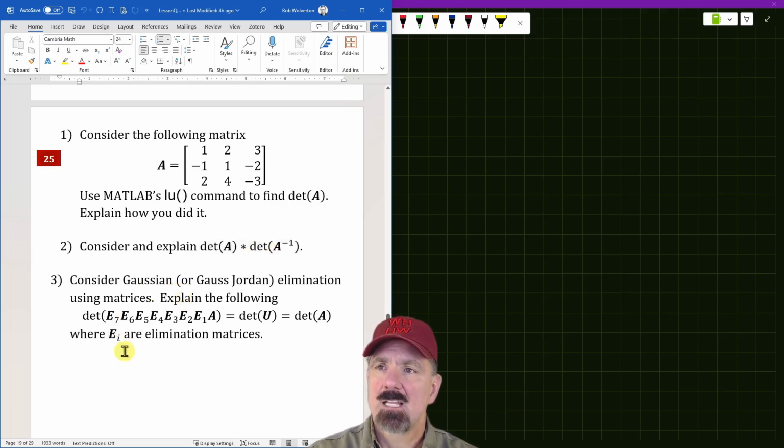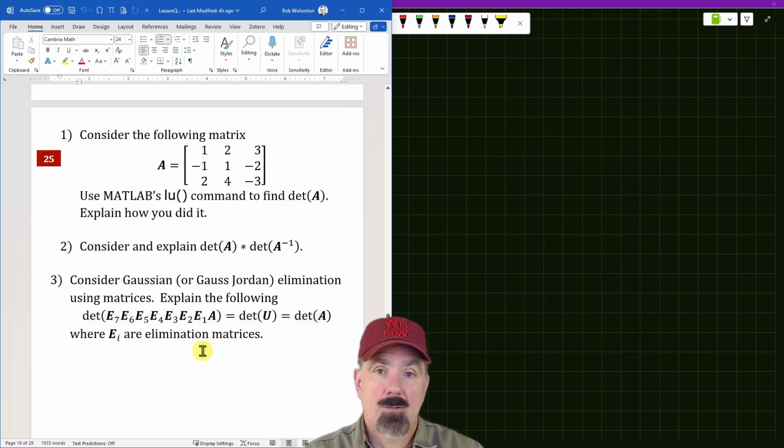And then finally, this whole concept of Gaussian or Gauss-Jordan elimination and this set of elimination matrices, whatever they might happen to be. But when we take the determinant of this matrix, which is really the U matrix, if you remember back to chapter 2 when we were doing elimination, we take the determinant of this, that's the determinant of U, but we already know that the determinant of U is equal to the determinant of A. So we want to think about why this is equal to the determinant of A.